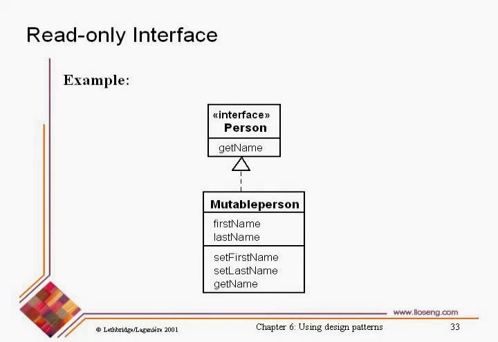Okay? So I could have a mutable person class, which has some operations and attributes: first name, last name, and a set first name, set last name, get name. This mutable person class might be stored inside a subsystem that has to do with changing the vital statistics information about people and updating personal information. And there's a package that deals with that.